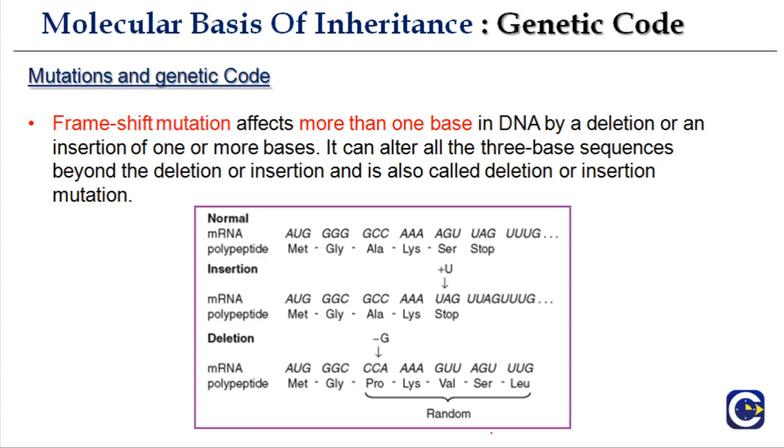Next is frame shift mutation. Frame shift mutation affects more than one base in DNA by a deletion or an insertion of one or more bases. Frame shift, so it will shift the frame. It can alter all the three base sequences beyond the deletion or insertion, and it is called deletion or insertion mutation as well. So here you see, this is the normal mRNA structure and these are the codons. Codon 1, codon 2, codon 3, codon 4, codon 5, codon 6, and so on. And each of these codes for a specific amino acid which has been specified here.